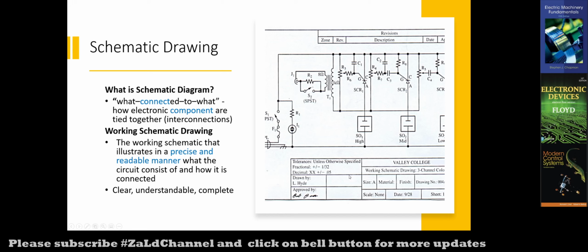And then you put the person who has prepared this drawing. As you can see in this slide, it was drawn by L Hyde, the person who prepared this drawing, and it was approved by somebody who put some initials here, the signature. Okay, the approved person, and then the person who prepared this.